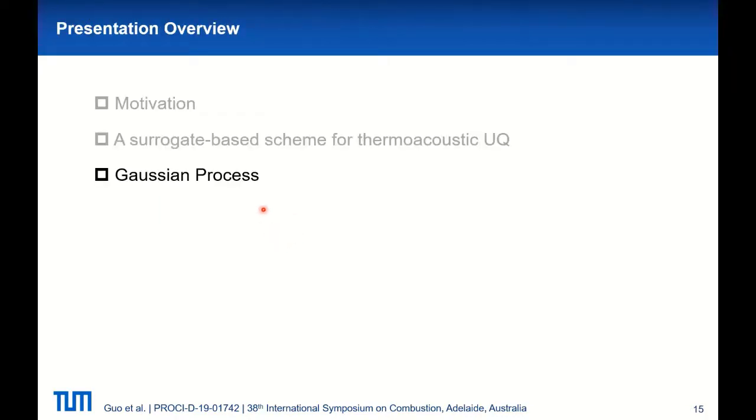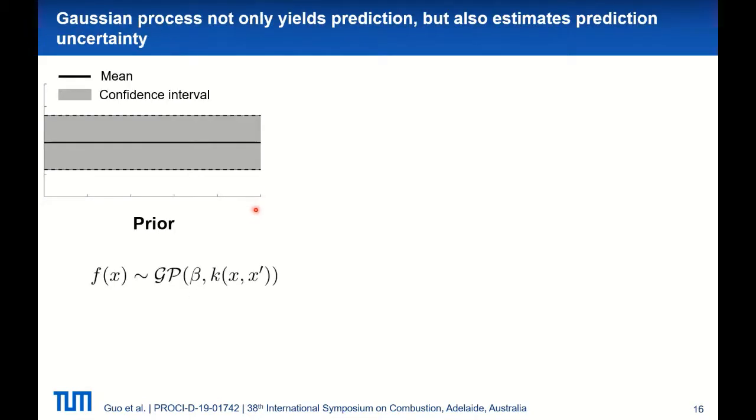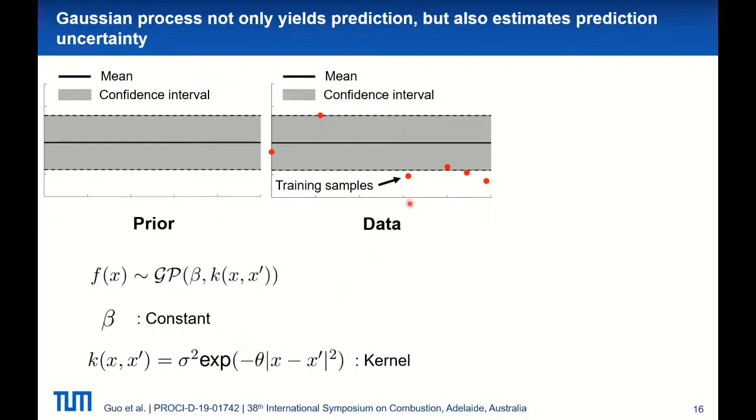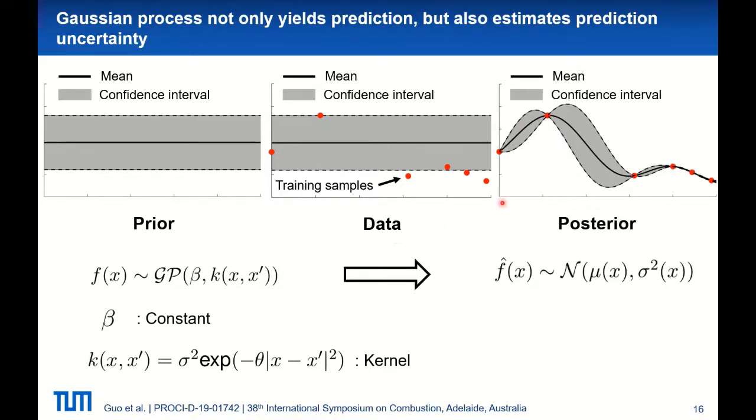In the current study, we choose Gaussian process as the surrogate model. So Gaussian process is a Bayesian learning method. It assumes that the function we are trying to approximate is a realization of a Gaussian process, which is characterized by a mean function that describes the general trend and a covariance function that describes the spatial correlation. Usually, the mean is some unknown constant, and the covariance function or kernel function usually looks like this. By using the training data, we can estimate the values for this constant beta, sigma square, and theta that best fit the data. Then we arrive at the posterior, which gives us the mean value at an arbitrary location x and its associated prediction uncertainty.